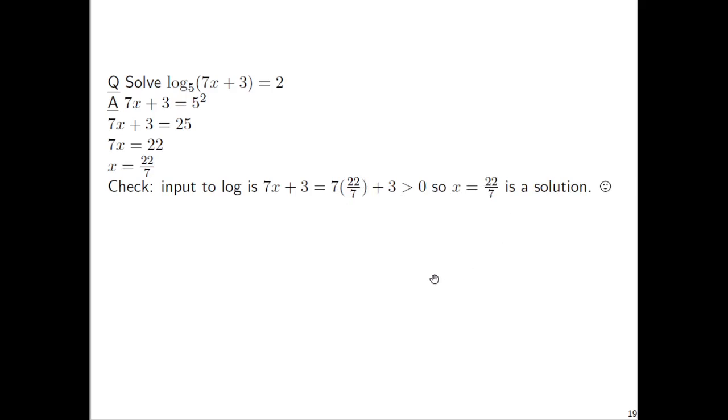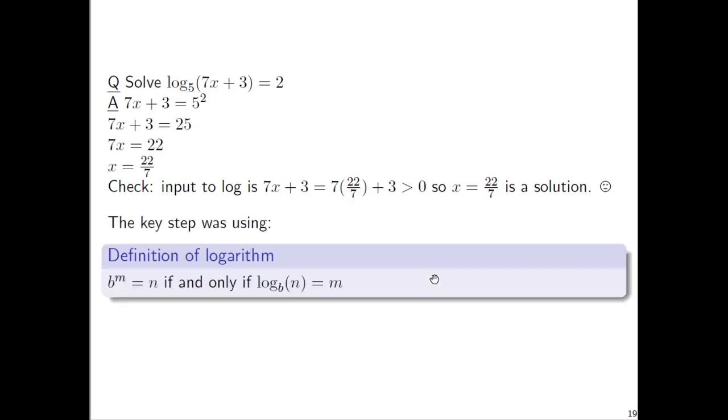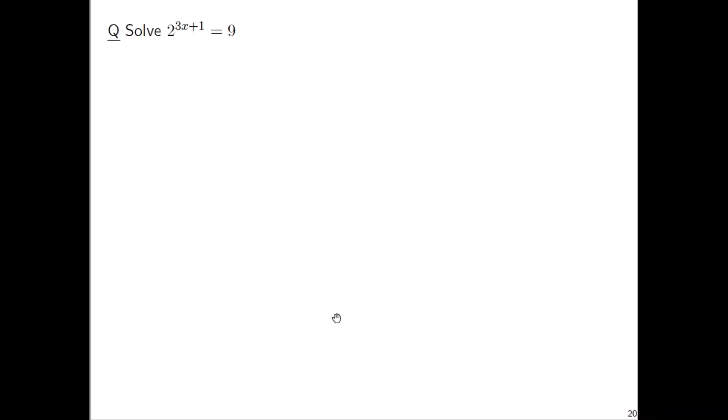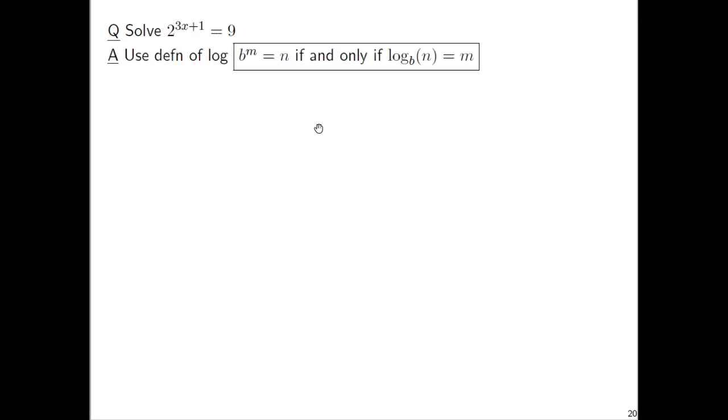So check out how helpful the definition of logarithm was in the case that the new technique wasn't helpful. The key step was to use the definition of logarithm. And in fact, just to review a thing from last time, the definition of logarithm is also useful in this kind of setting. So solving 2 to the 3x plus 1 equals 9, again, the definition of logarithm works. It's just, earlier we were turning the log equation into an exponential equation. Now we can turn b to the m equals n into a log equation. So b is 2, m is 3x plus 1, n is 9, and then this ends up being 3x plus 1 equals log base 2 of 9.